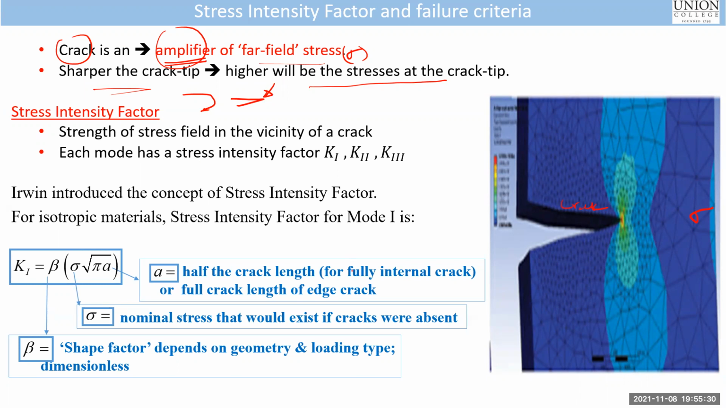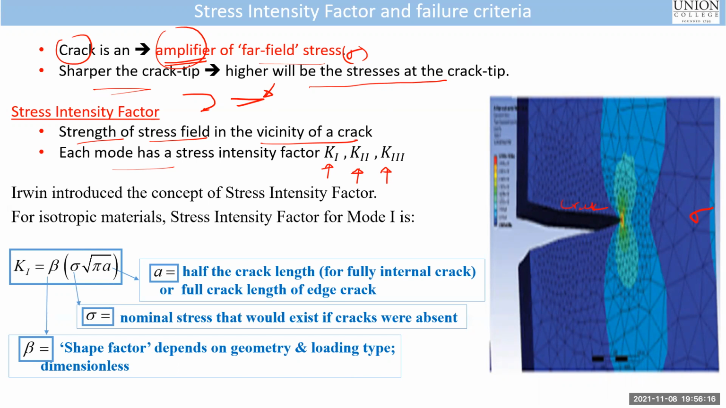All right, so the stress intensity factor. The amplification of the far field stress is called stress intensity factor. The strength of the stress field in the vicinity of the crack is called stress intensity factor. How much it is getting amplified at the crack, that's what we're calling the stress intensity factor. And each mode has a stress intensity factor, K1 for mode 1, K2 and K3. Right, K1 is for tensile loading or opening mode, K2 is the sliding mode, K3 is the tearing or out of plane mode stress intensity factor.